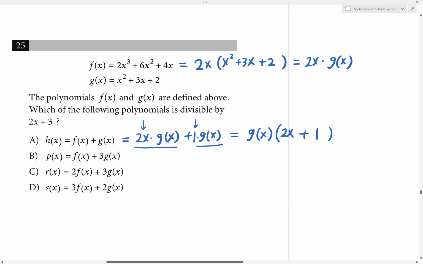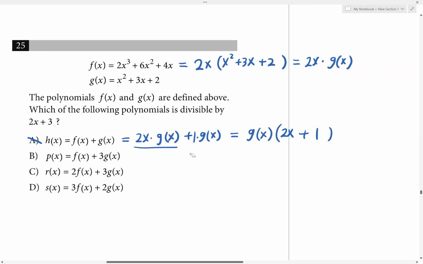Okay, so for answer choice A, we know 2x plus 1 should be a factor, but it's not 2x plus 3. We're looking for something that's divisible by 2x plus 3, so 2x plus 3 should be a factor. All right, so that's why it's not A for our answer. Okay, so let's keep trying.